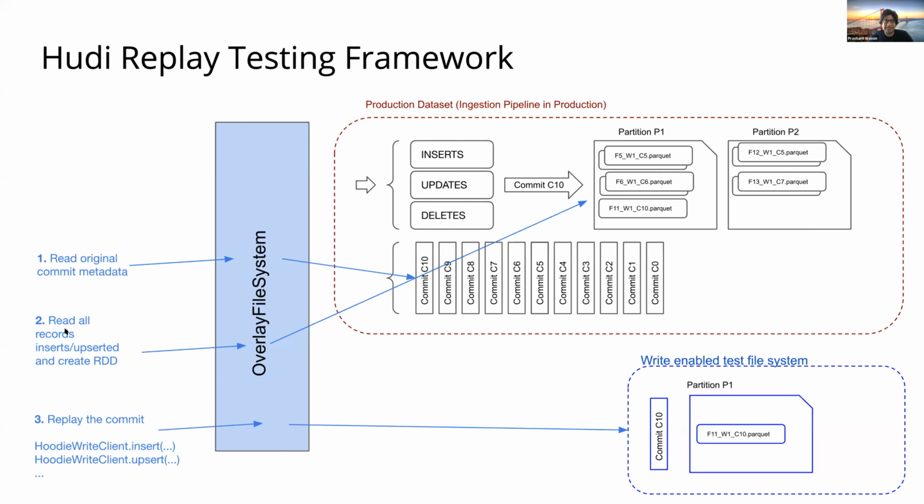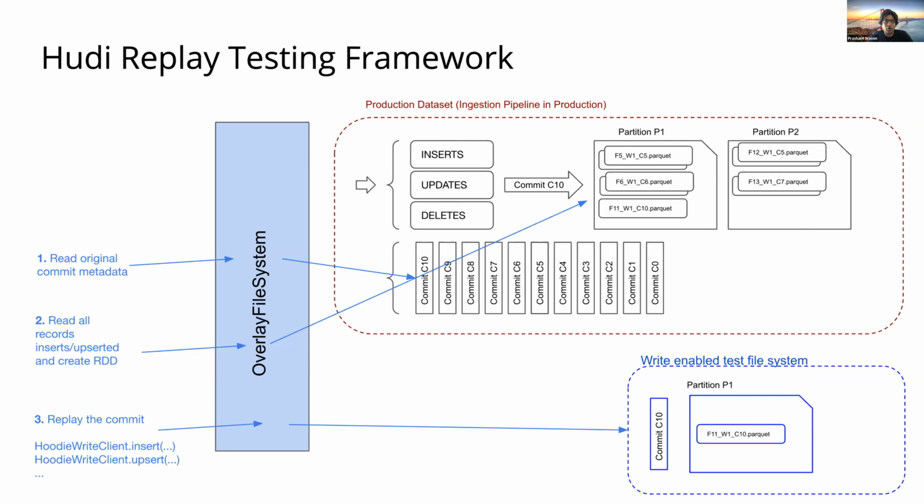Then we will process that commit metadata to figure out all the records which were inserted, upserted, deleted as part of that data set. And this will be the large number of records which went in the production pipeline. And then we will process that to actually read the same records from the various Parquet files sitting in our production directories. So that is step 2. And we create a RDD out of all that data. And in step 3, we just use the Hudi write client APIs to insert that data, or replay, back onto the same data set.